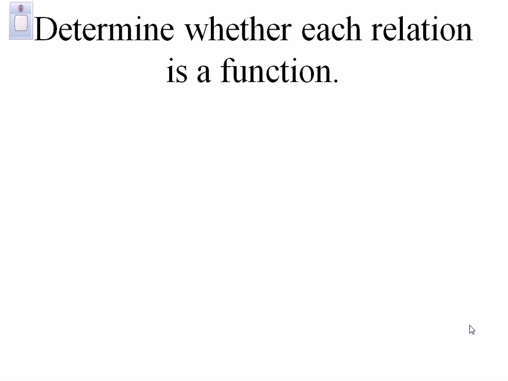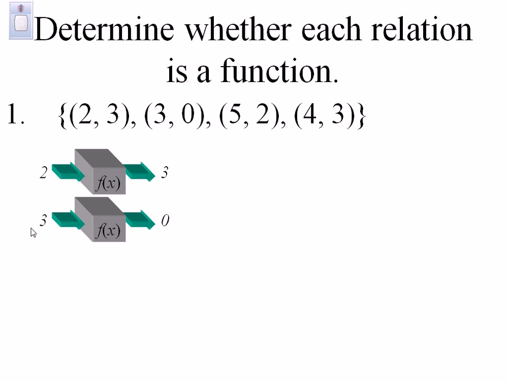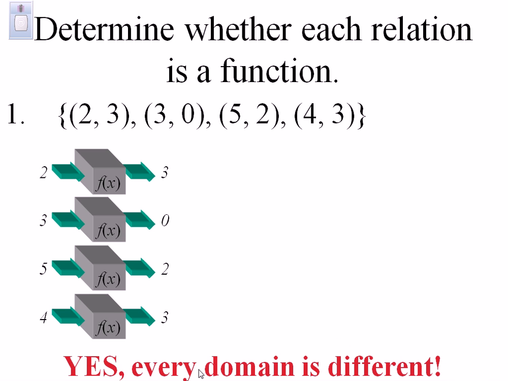All right, determine whether the relation is a function. So let's look at this. The 2 in our first ordered pair in this set is paired with 3. And then we have a 3 paired with only one number, 0. And then we have this input 5 only paired with one number, 2. And then we have 4 paired with 3. Are there any numbers over here that are paired with more than one output? No. Each input is paired with exactly one output. So yes, this is a function because each input is paired with exactly one output.